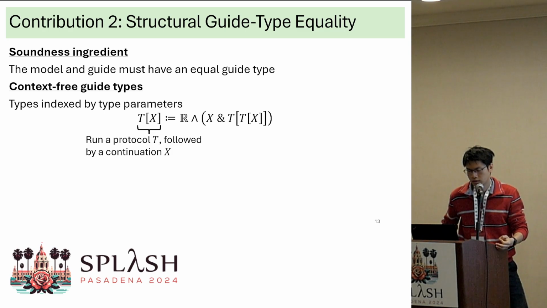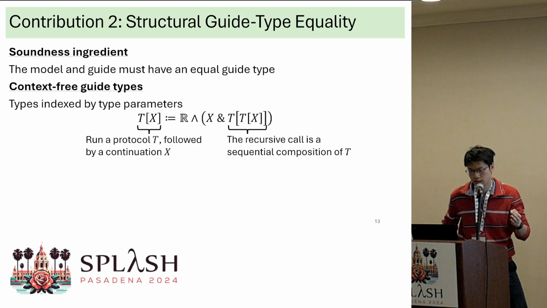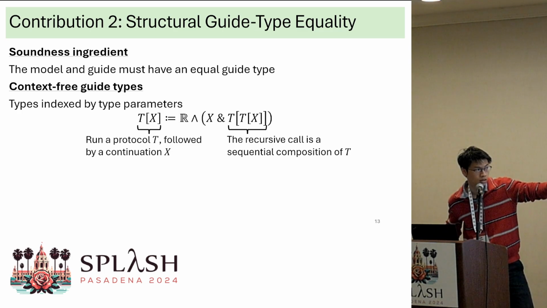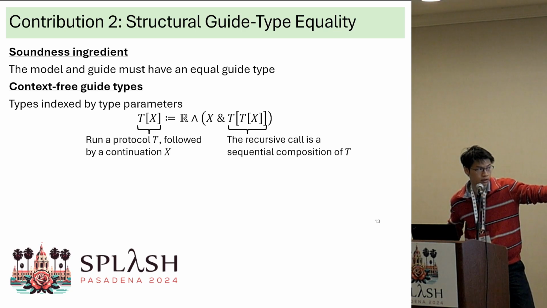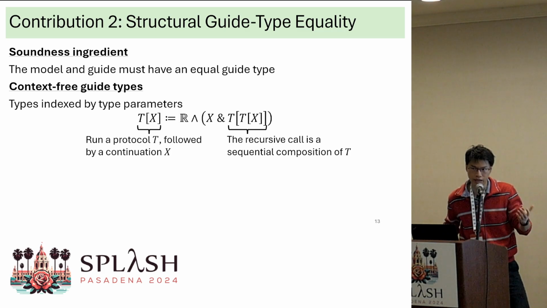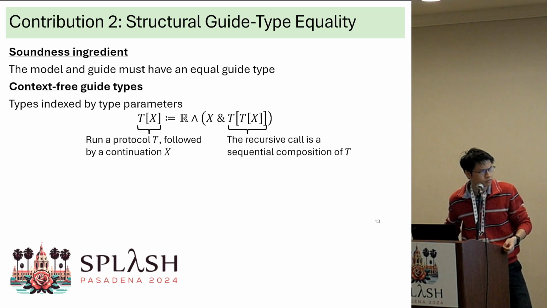And if you look at the definition on the right-hand side, it says that we first draw a sample with the distribution type R, followed by a choice between 2 branches. That's denoted by the ampersand. And if we pick the first branch, then we simply proceed with the continuation protocol X. Otherwise, in the second branch, we run T of X. And the intuition is that we run the protocol T twice, sequentially, followed by X.